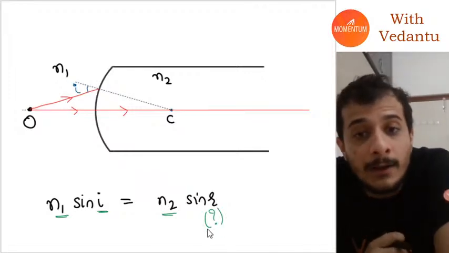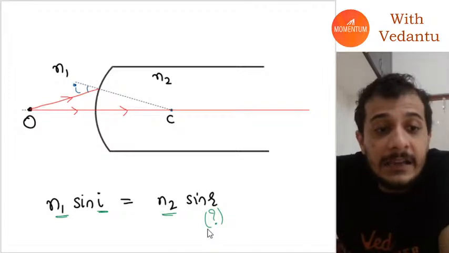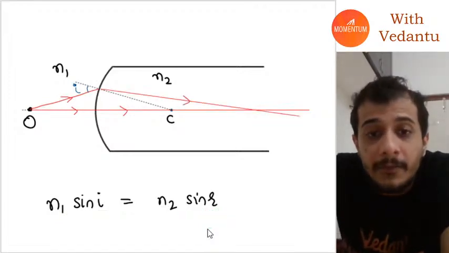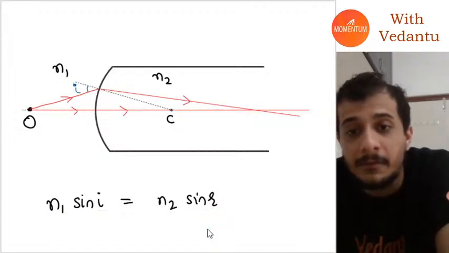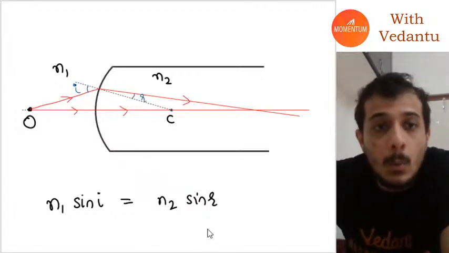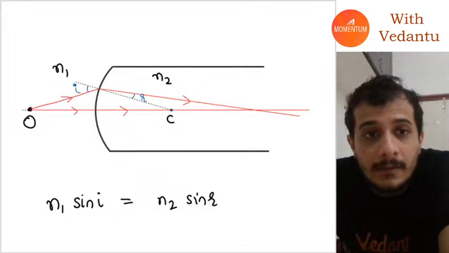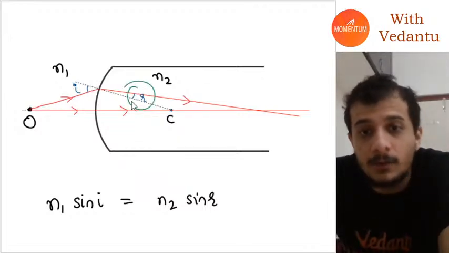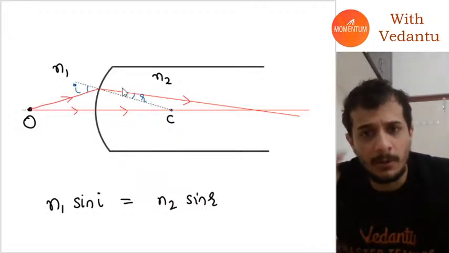Now that I know the value of r, I can make the refracted ray, where this angle will be the angle of refraction. This angle will be the angle of refraction. It's the angle made with the normal.